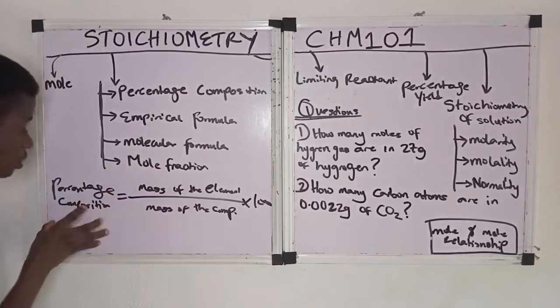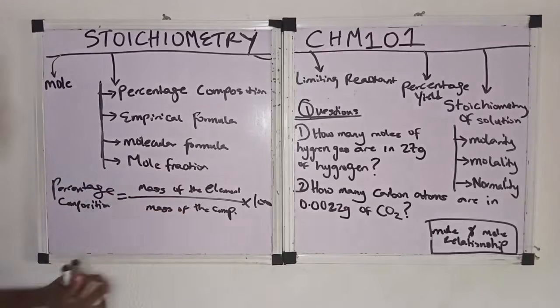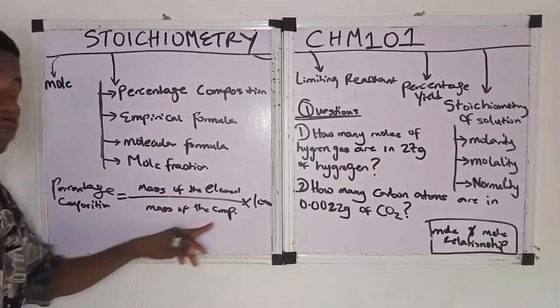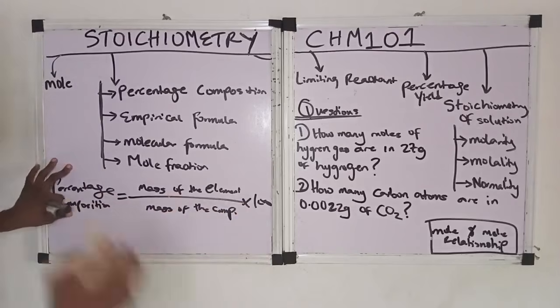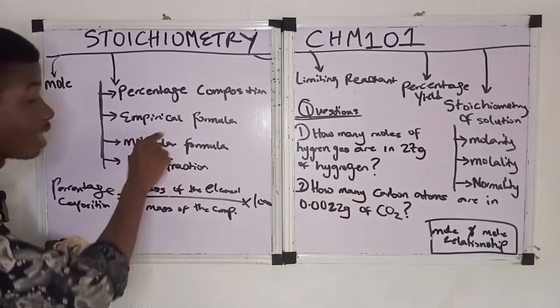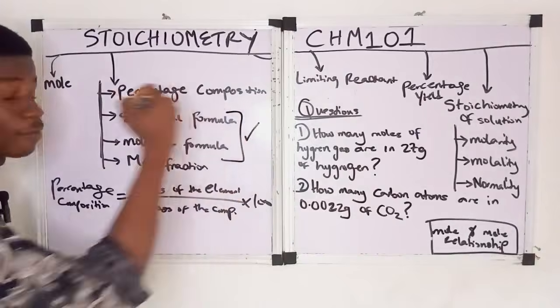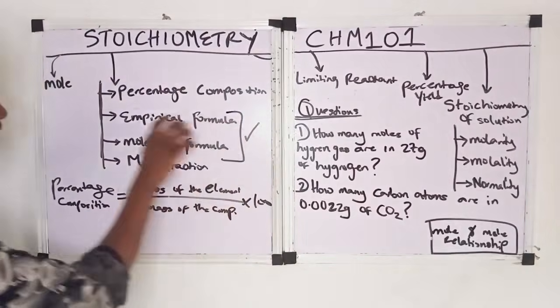So percentage composition of a particular element is usually equal to what? The mass of the element divided by what? The mass of the compound times 100. So this is the formula you use to calculate percentage composition. Now move to the next part. Remember I told you guys that empirical formula and molecular formula, we have already done that in our previous class. We have already done calculations regarding these two aspects.